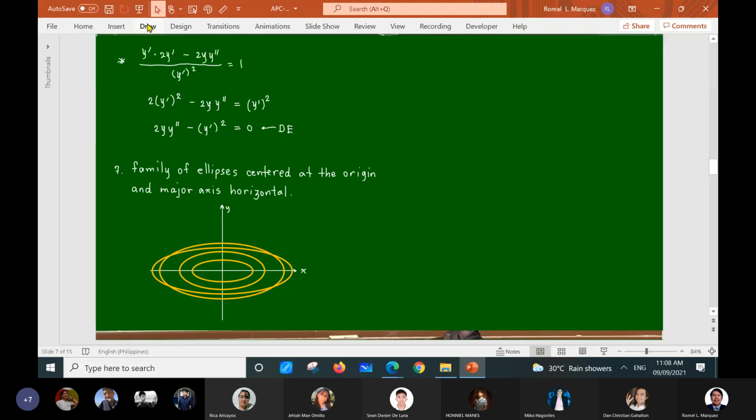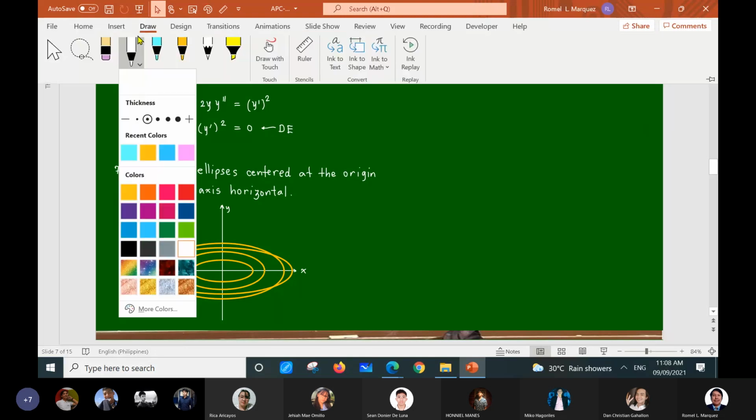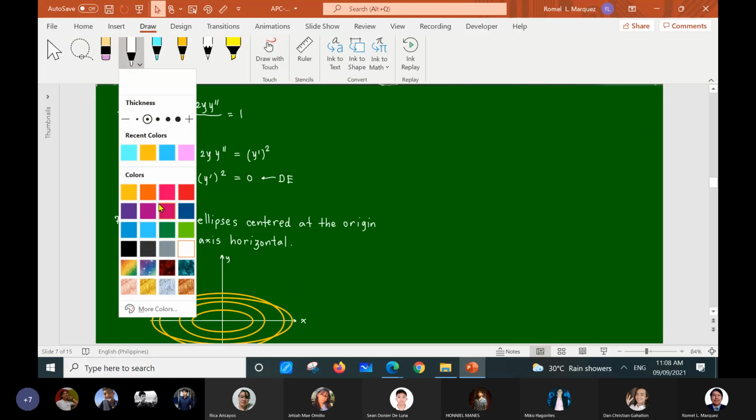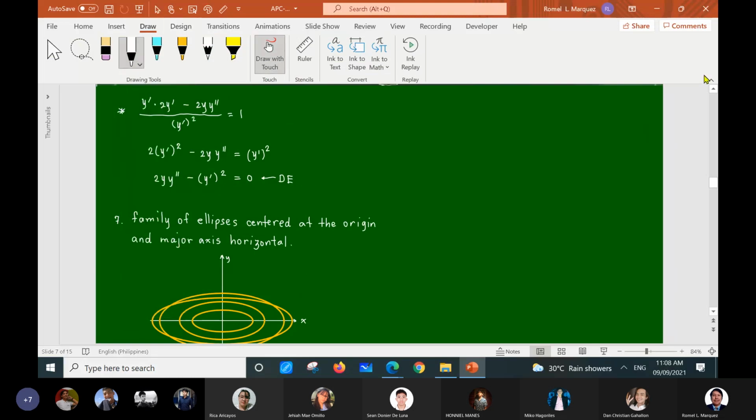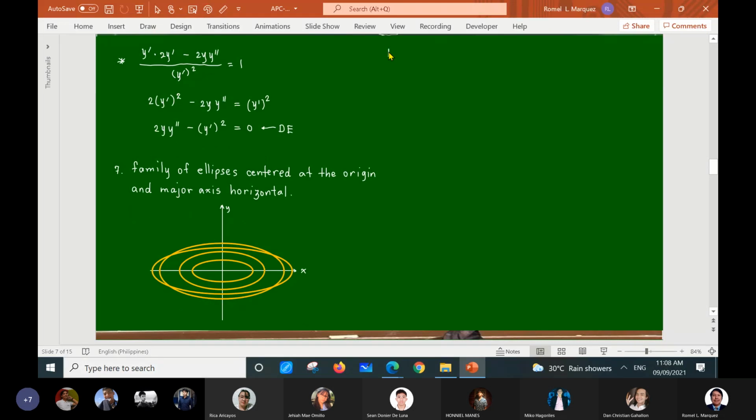What is the standard form nga for the ellipse with major axis horizontal, children? Guys, anyone? Ayaw nilang sumagot. Major axis, standard form. x squared over a squared plus y squared over b squared, center at the origin, eh. Am I correct, children? We assume that a is greater than b.